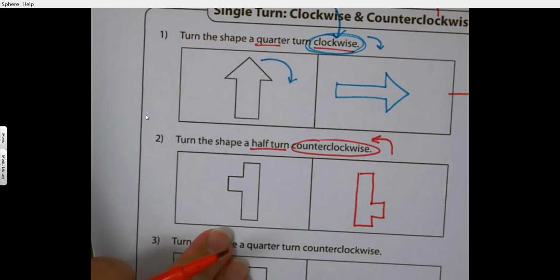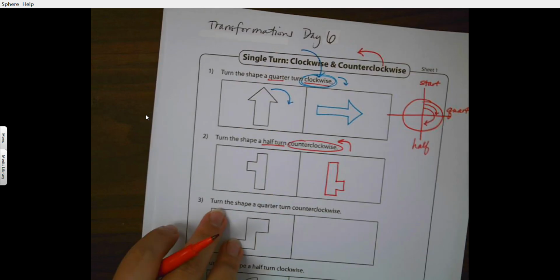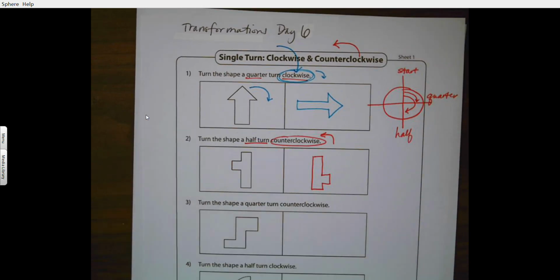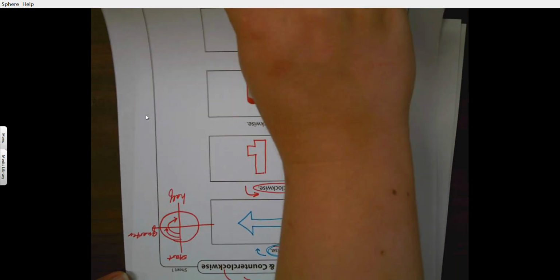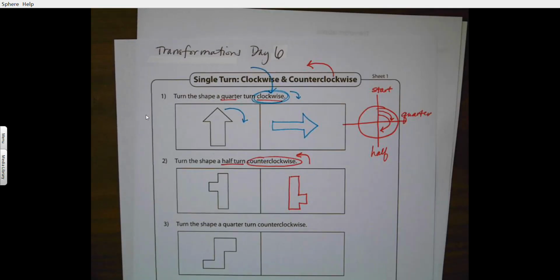So I'm, again, to visualize, I'm going to turn my paper from straight up, counterclockwise, so towards the left, 180 degrees, a half turn. And then turn it back and redraw that.